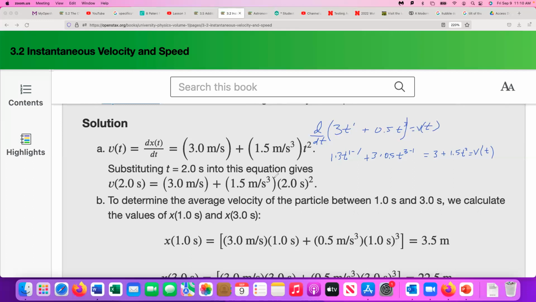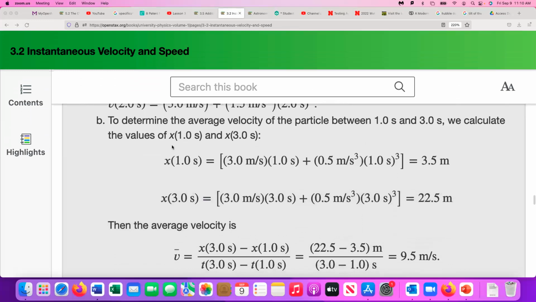So this total here, when you do this evaluation, is 9. Going to equal 9 meters per second as the velocity. In part B, they do an average. Now, an average does not require you to use a derivative. You just need to calculate the beginning and the end position and then divide by the total time.